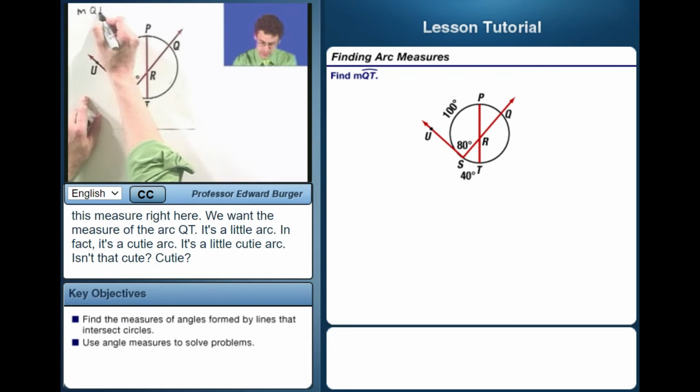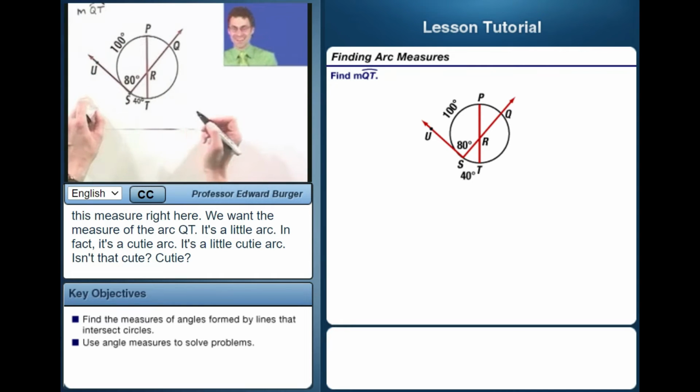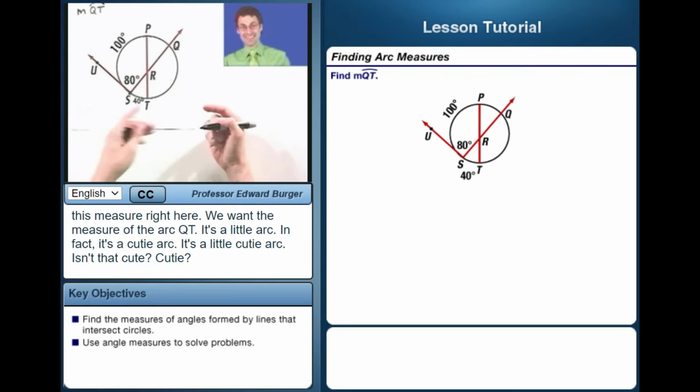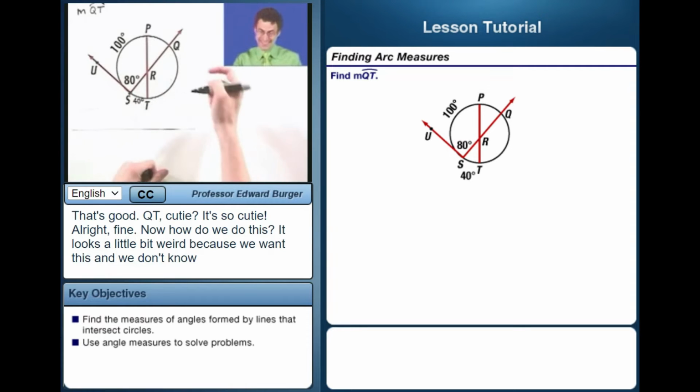It's a little arc. In fact, it's a cutie arc. It's a little cutie arc. Isn't that cute? Cutie? That's good. QT, QT. All right, it's so cutie. All right, fine.